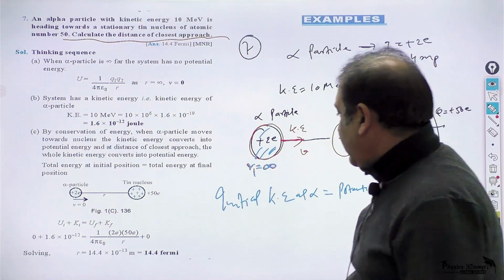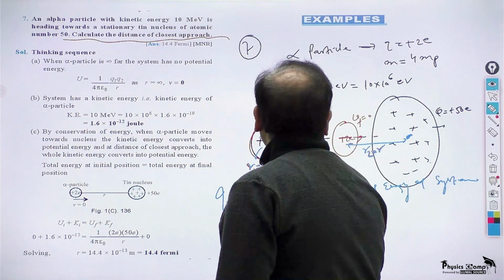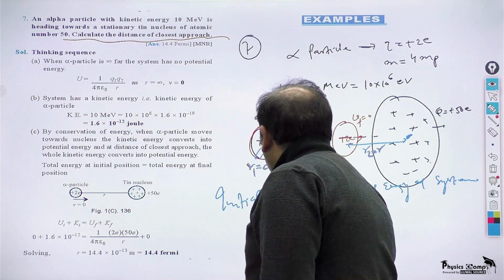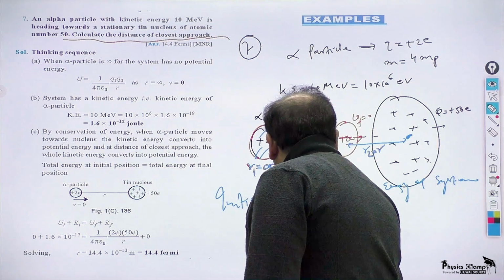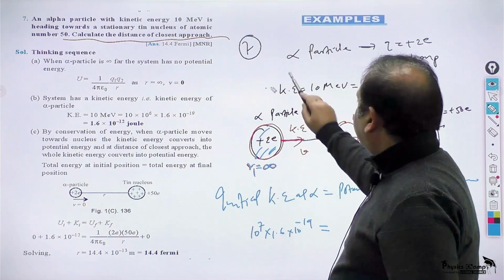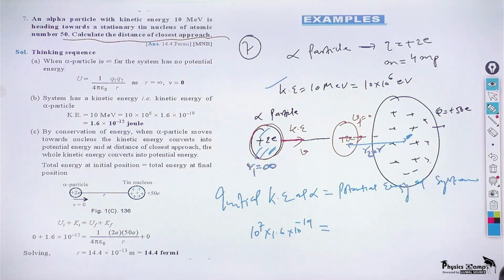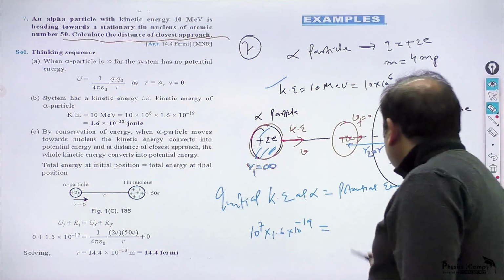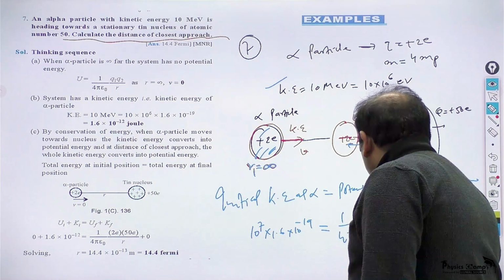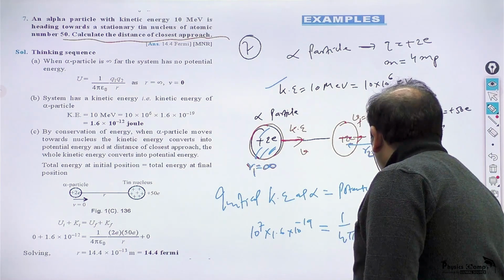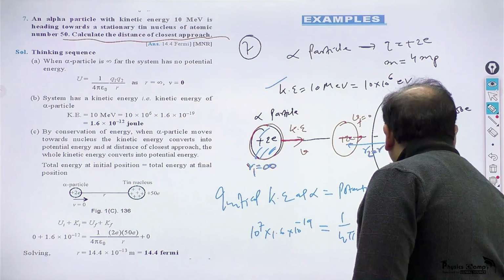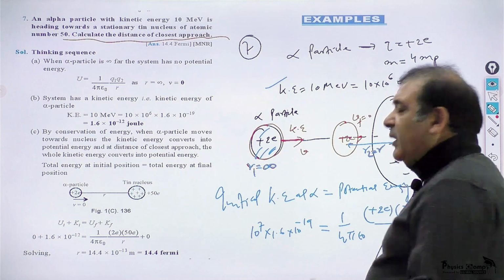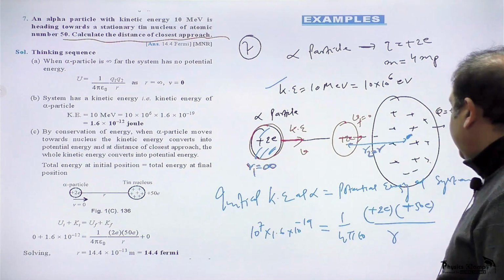So I will say the initial kinetic energy of the alpha particle is what? 10 to the power 7 into 1.6 into 10 to the power minus 19 joule. This one. And the potential energy of the system is 1 by 4 pi epsilon naught into 2e into plus 50e divided by R. Maybe they are stopping at a gap R.